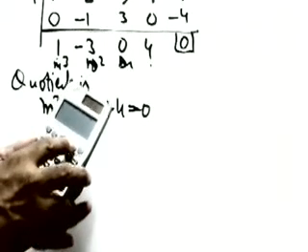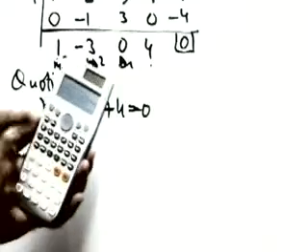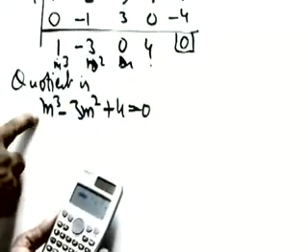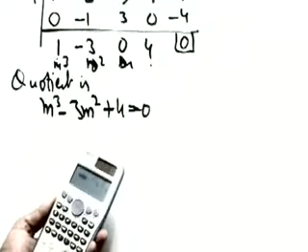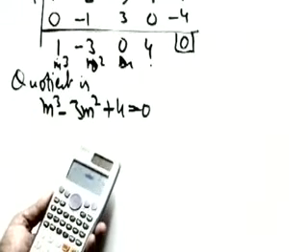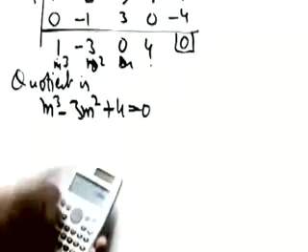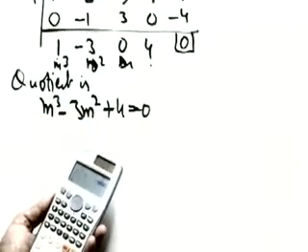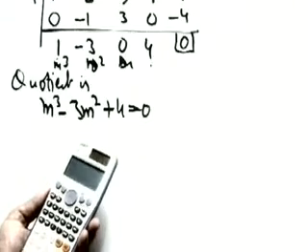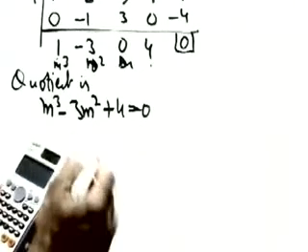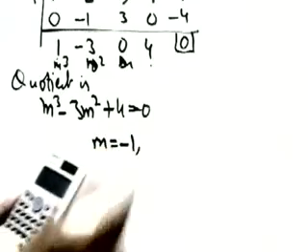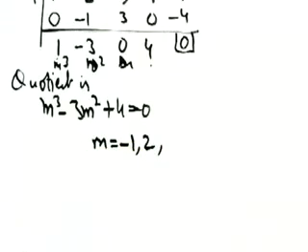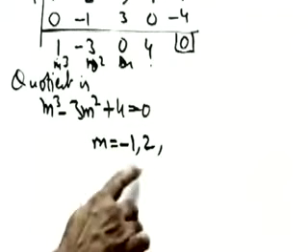We can get the values from the calculator. See here, mode, equations, and choose the cubic equation, number 4. Now you take the coefficients. The m cube coefficient is 1, m square is minus 3, you don't have m here, so that is 0, then 4. So we'll get the values here. We must get 3 values. So m equals minus 1, 2, and it is not giving the third value.